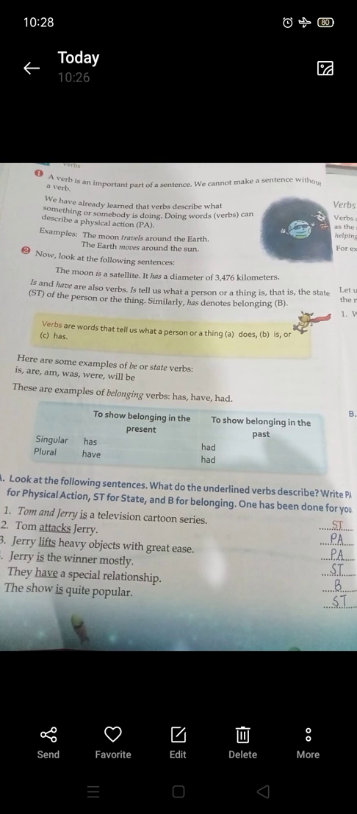Okay. Look at number 1. A verb is an important part of a sentence. We cannot make a sentence without a verb.